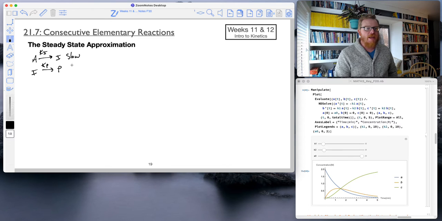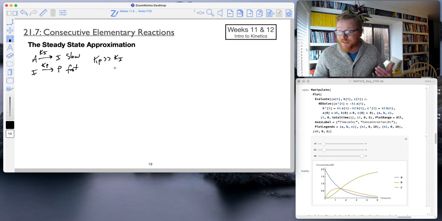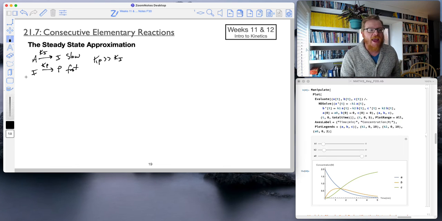And when this first step is slow and the second step is fast, or in other words, when Kp is much greater than Ki, we have the steady state approximation, and the reaction appears as if it just goes A goes to products occurring at rate Ki.